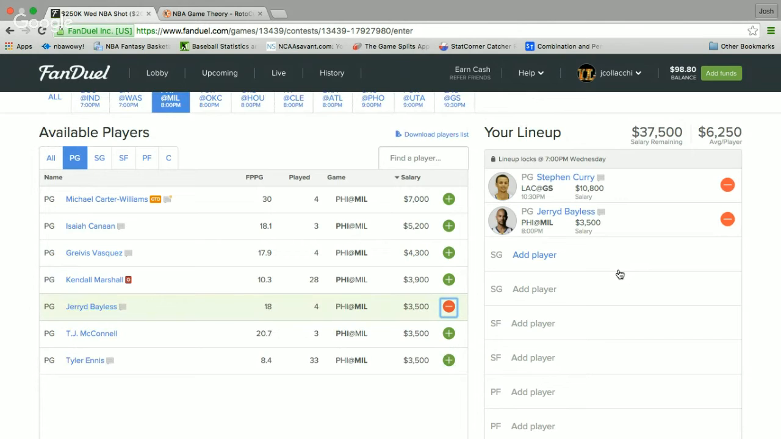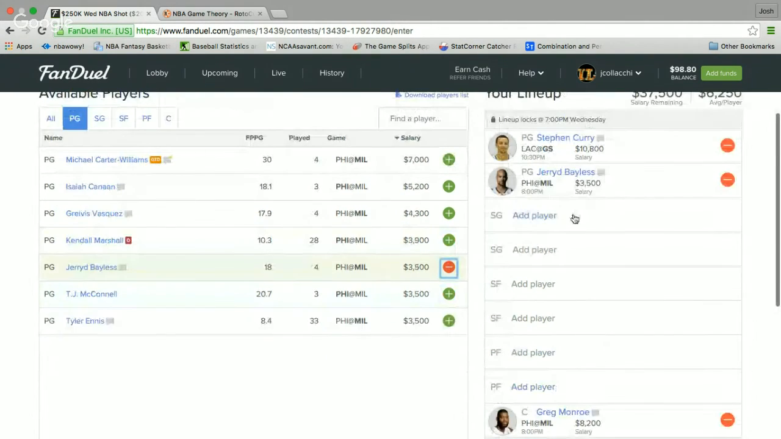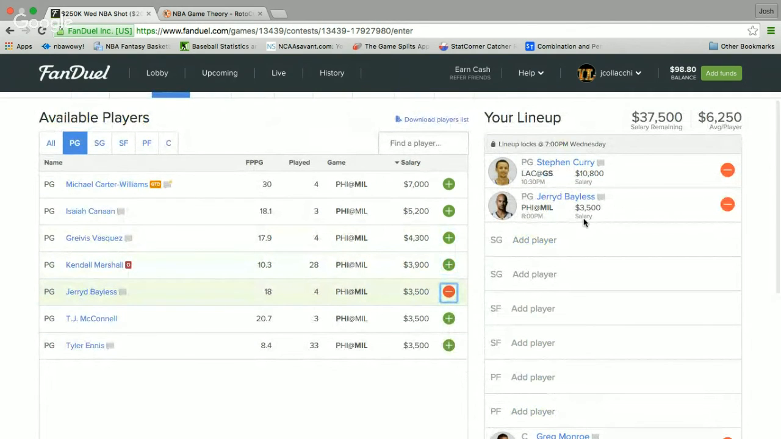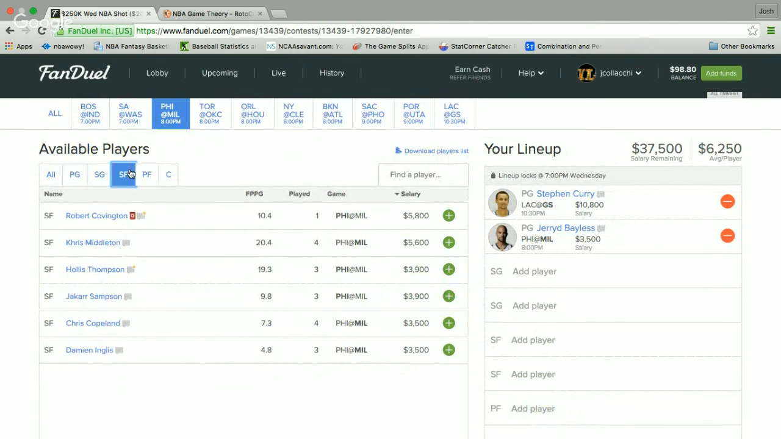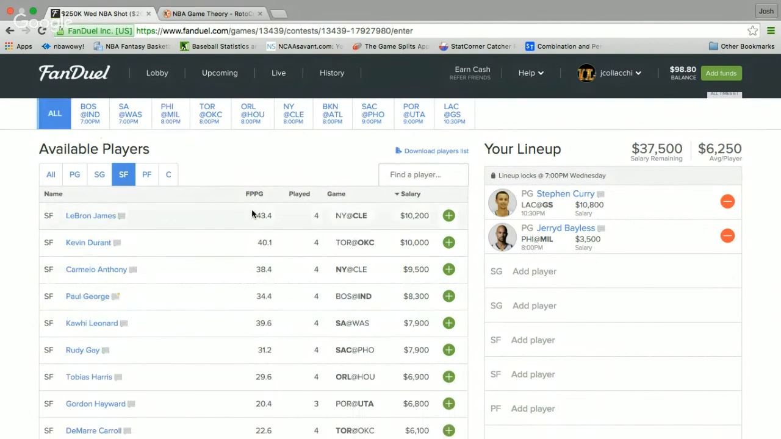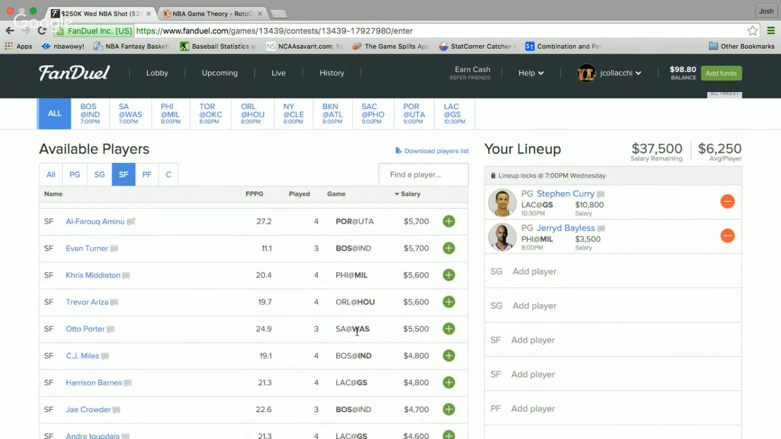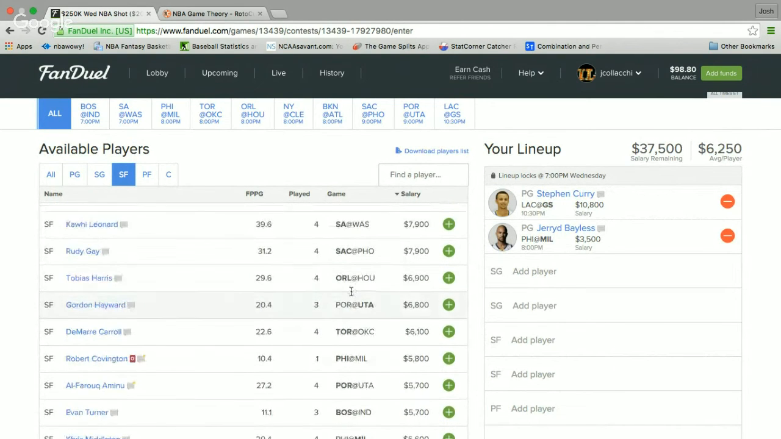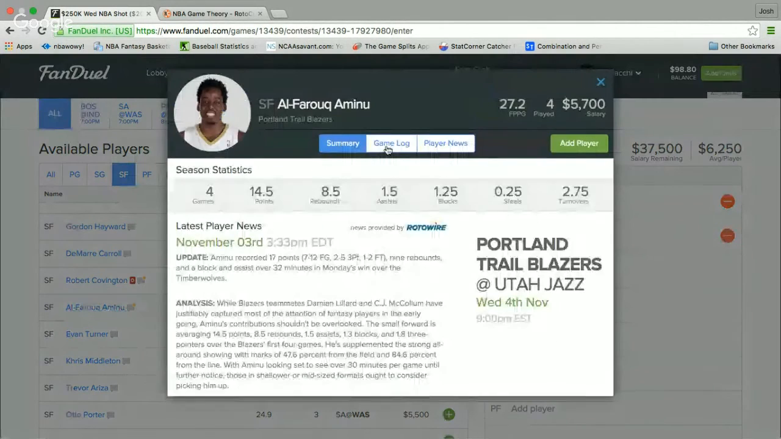If you can find that top player you like, which for me would possibly be a guy like Greg Monroe, find a cheap player like a Jared Bayless, then you can find any guys in the mid tiers, which I think is another point for cash games that I want to talk about. So if we go to small forward, the guys in the mid tiers are usually the players with a price between 5,000 and about 7,500. Usually you can find players in this section that have been not necessarily stars, but they just put up solid points. A guy like Al-Farouq Aminu is a perfect example.